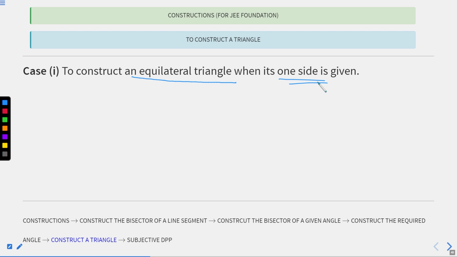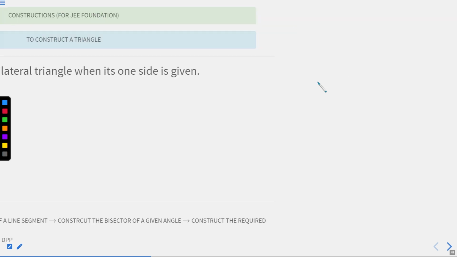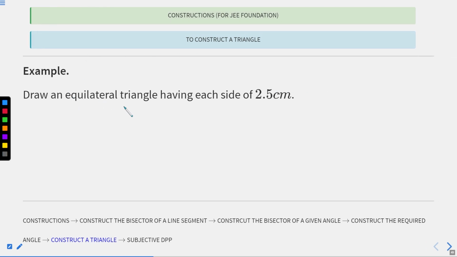Let's jump to our main how we are going to construct. So let's see, if we have to draw an equilateral triangle of side 2.5. So how will we begin? I know I have to make a triangle in such a way that all these sides will be 2.5 centimeter in length. So let's begin with a line segment of distance 2.5 centimeter. Name it say B and C. So this line segment length is 2.5 centimeter.